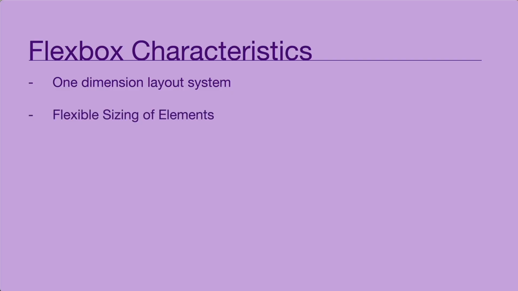Then we have the flex sizing of elements. This is managed using properties like flex-grow, flex-shrink, and flex-basis that we will cover completely in this series. Next characteristic is the ability to distribute the space among the items. Flexbox will provide this functionality through properties like justify-content or align-items, and this will allow for dynamic and responsive spacing that adapts to different screen sizes and content variations.